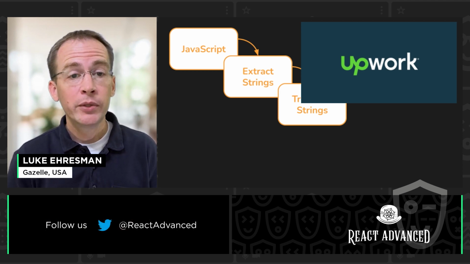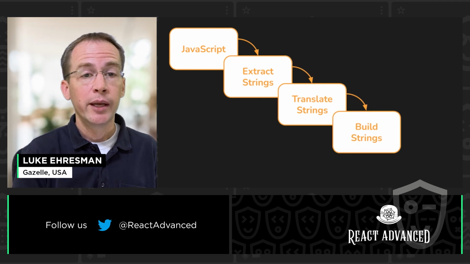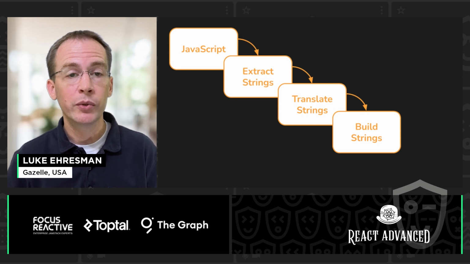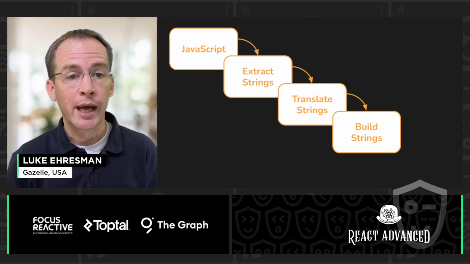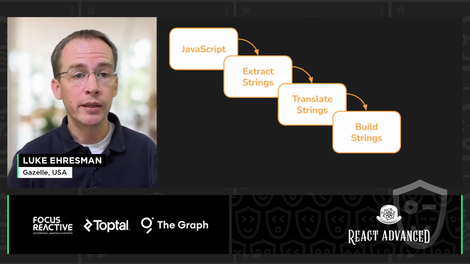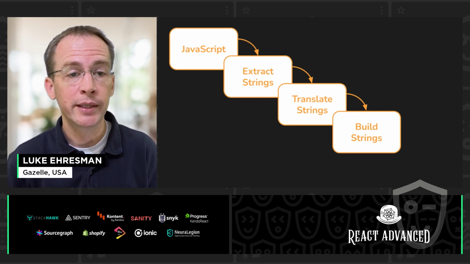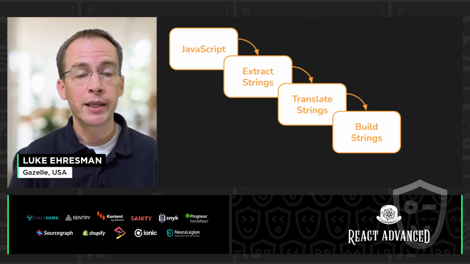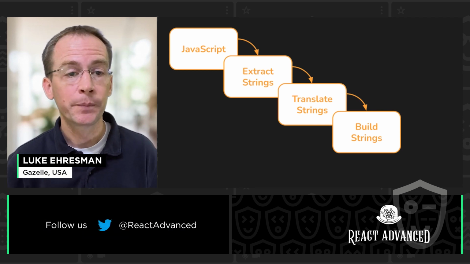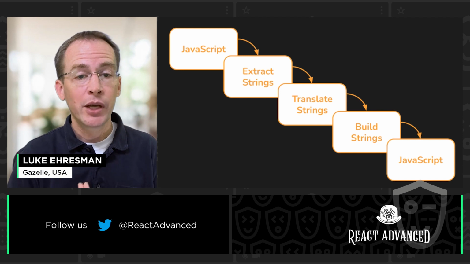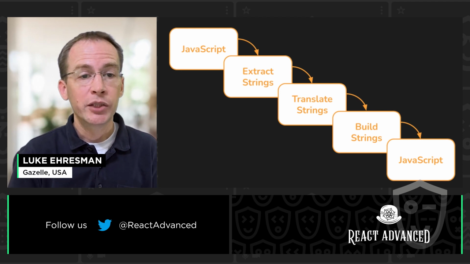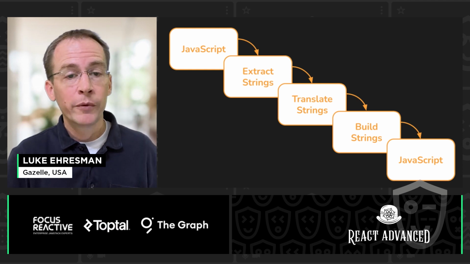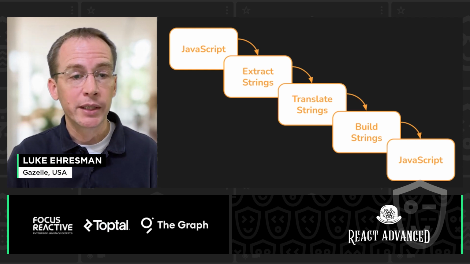The next step that we do is we take that PO file and we build it into something that we can import into our React app. I've written another script called build strings that takes that PO file output and puts it into a plain JavaScript object that's indexed by the string ID. Then finally, we take these plain JavaScript files and inject them back into our code. Okay, that's an overview of this 5-step process for managing translations.